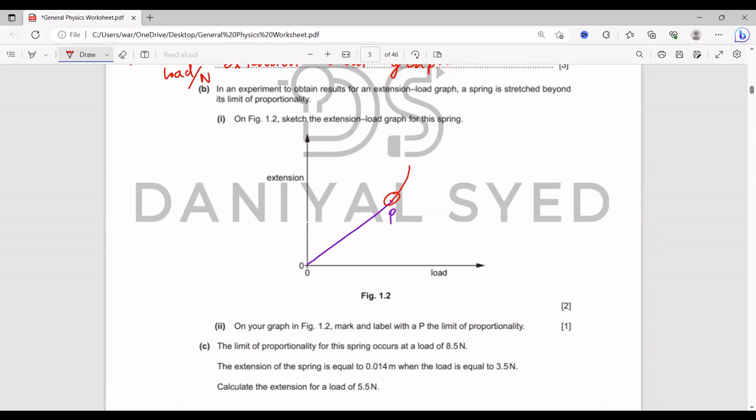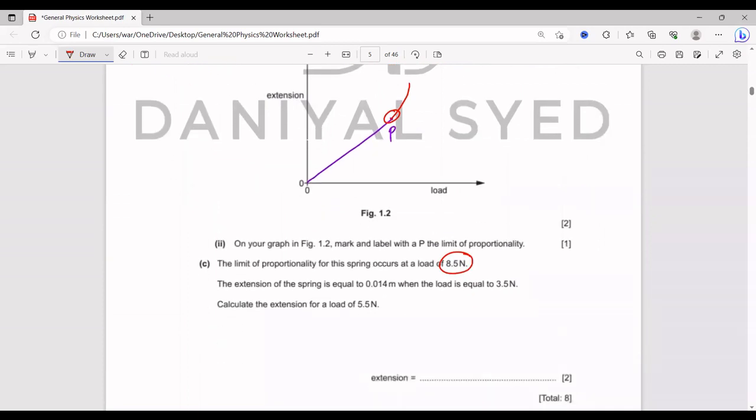Okay, so this is the load at which the limit of proportionality occurs. The extension of the spring is equal to 0.014 meter when the load is equal to 3.5 Newton. Calculate the extension for a load of 5.5 Newton. So, beta, the limit of proportionality is 8.5, and the examiner asks you to calculate the extension for a load of 5.5. So 5.5 is below 8.5, which means this load lies within the limit of proportionality.